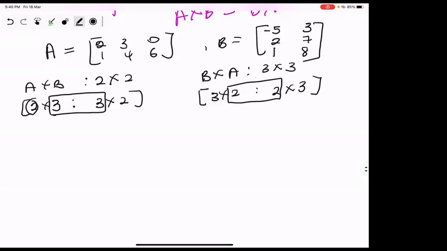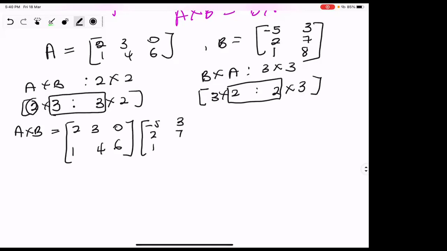All right, so this is another example of why the product of matrices is not commutative. A times B is giving us a 2 by 2 matrix, and B times A is giving us a 3 by 3 matrix. So let's take a look at A times B first. Then we'll also take a look at B times A. So we have 2, 1, 3, 4, 0, 6, multiplying B, which is negative 5, 2, 1, 3, 7, 8.